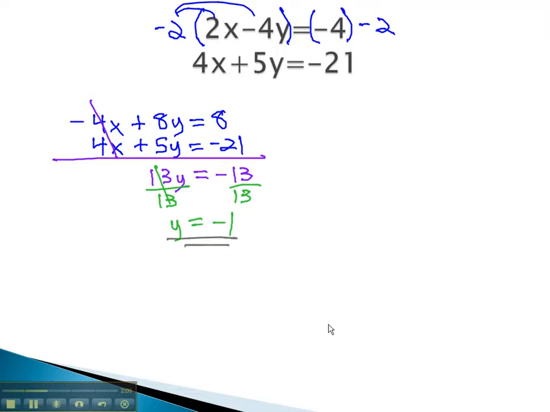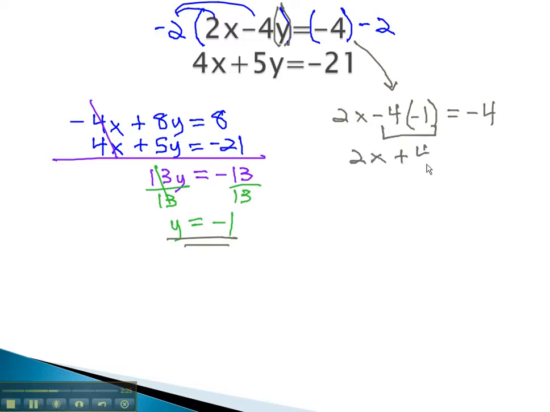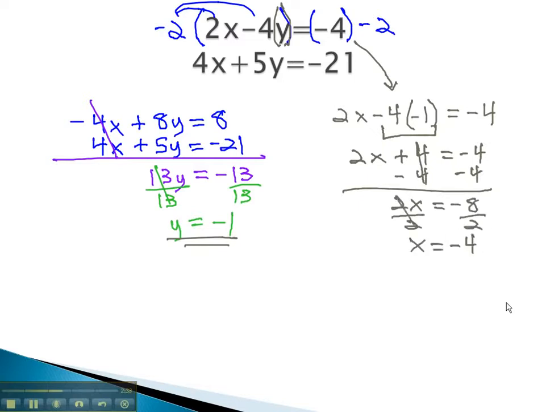To find our x value, we simply plug that negative 1 in for one of the y's. Let's plug it into the first equation, because that's probably the easier equation to work with. 2x minus 4y, which we just found out was negative 1, equals negative 4. Multiplying gives us 2x plus 4 equals negative 4. Subtract 4 from both sides, and 2x equals negative 8. And finally, divide by 2 to get x is negative 4.